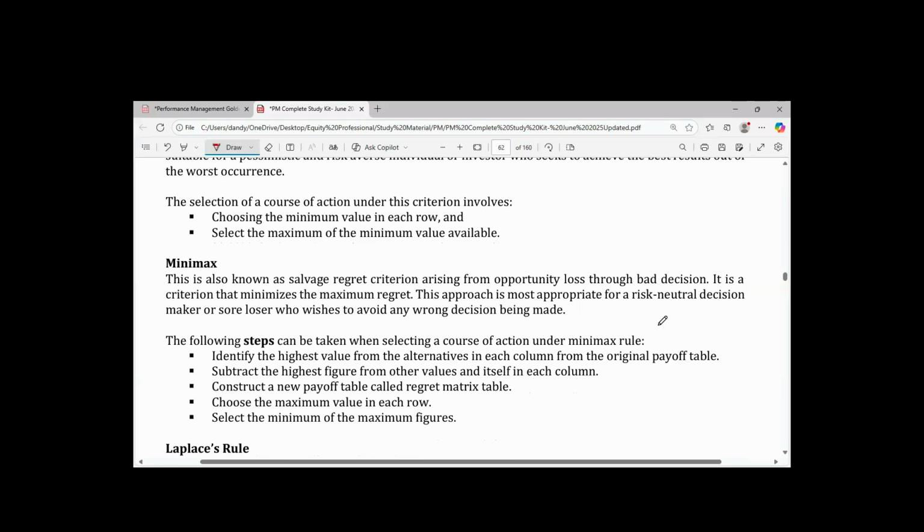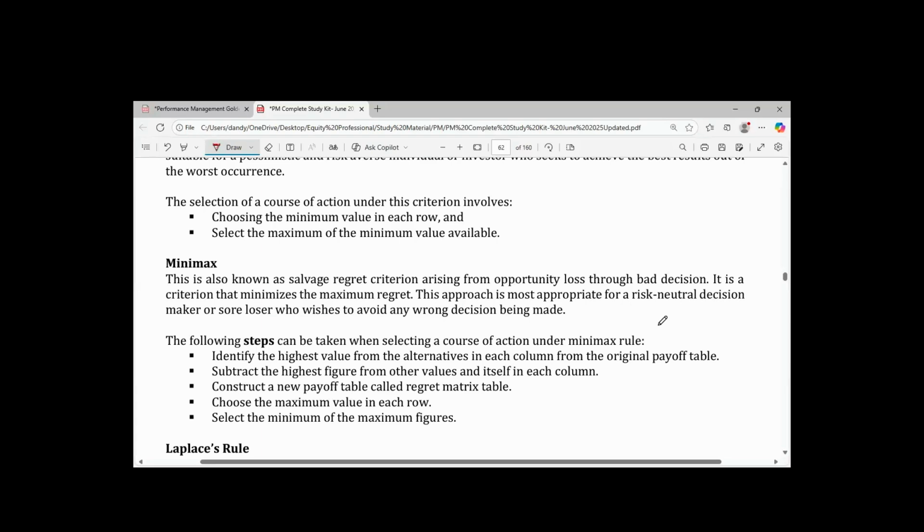It is a criterion that minimizes the maximum regret. Now, this Minimax criterion is mostly preferred by a risk-neutral decision maker or a sore loser who wishes to avoid any wrong decision being made.